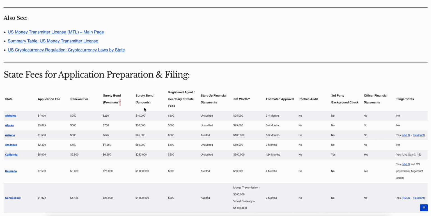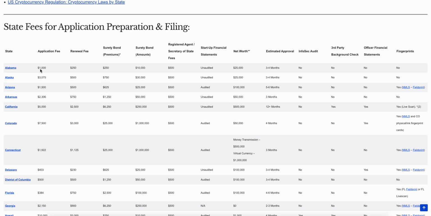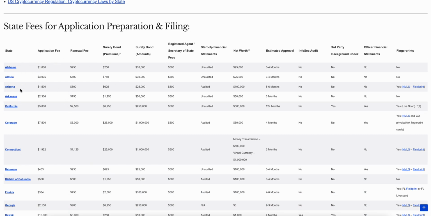The surety bond amount, which is the minimum amount. The registered agent and secretary of state fees, the startup financial statements, the net worth, the estimated approval, the InfoSec audit, the third-party background checks, the officer financial statements, and fingerprinting. So we have it for each of the states over here.